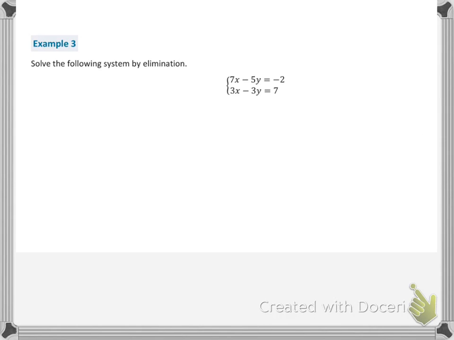Okay, let's look at this next one. This next one is even more different here. Got 7x minus 5y is -2. 3x minus 3y is 7. And I noticed that if I add them together, nothing's going to be eliminated because 7 plus 3 is 10, and -5 plus -3 is -8. So that's not going to get me anywhere. I could do it, but it's not going to get me anywhere. So I need to multiply. I need to get equivalent equations so that one of the variables will be eliminated.